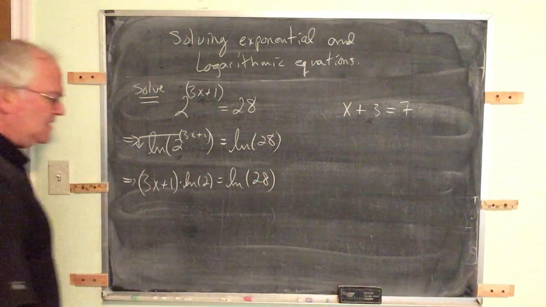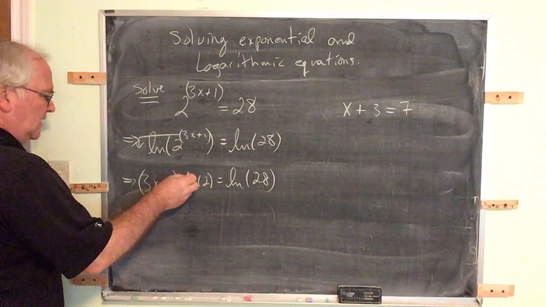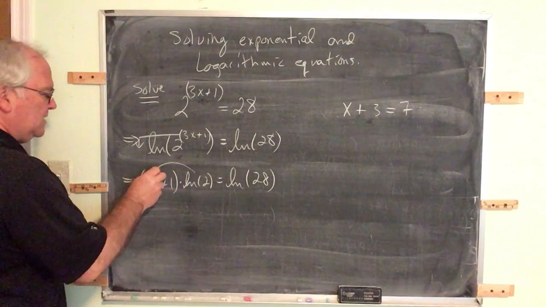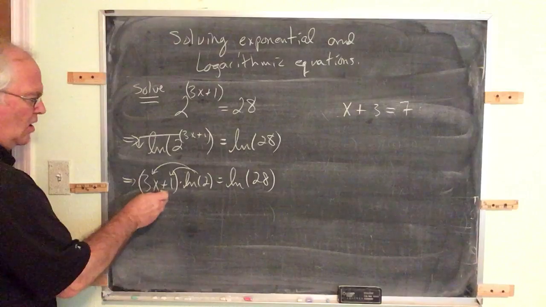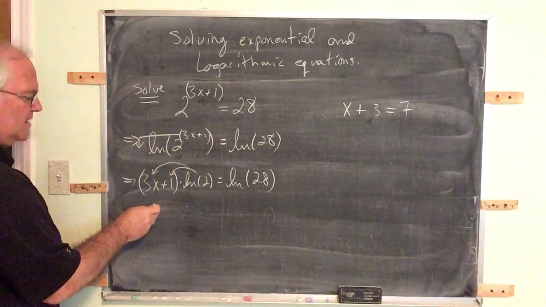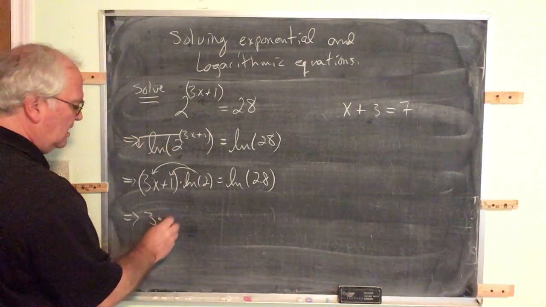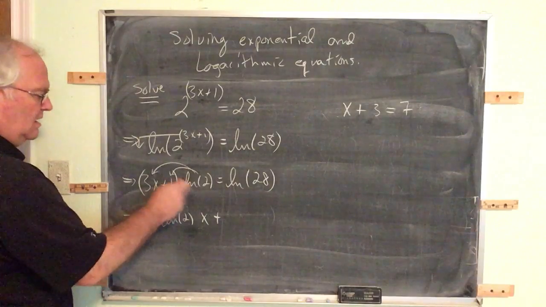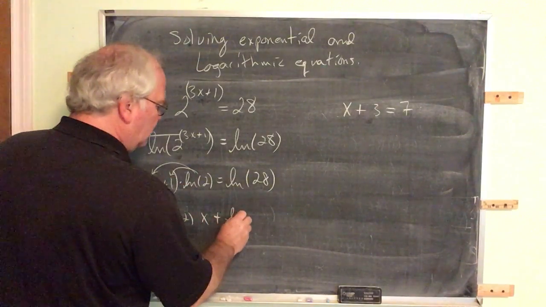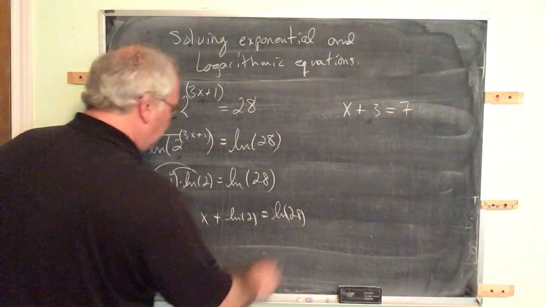Now, there are a couple ways to solve this, but I think usually the basic way, the least troublesome way for a lot of students, is to distribute. Our goal here is to solve for x. So distribute: 3 times natural log of 2, x plus, distribute that in, natural log of 2, is equal to the natural log of 28. Do nothing on the right-hand side.